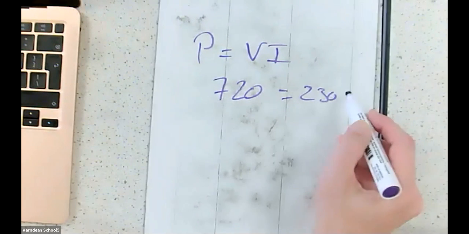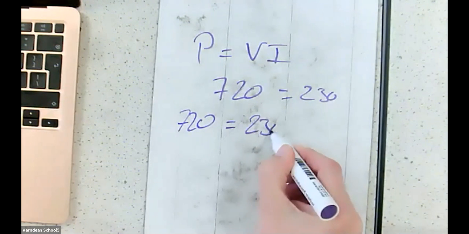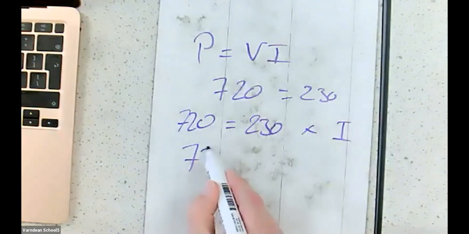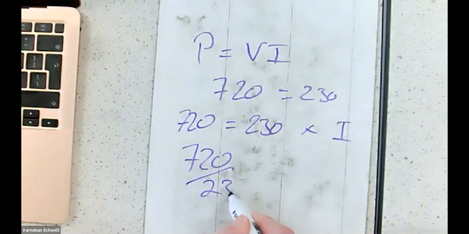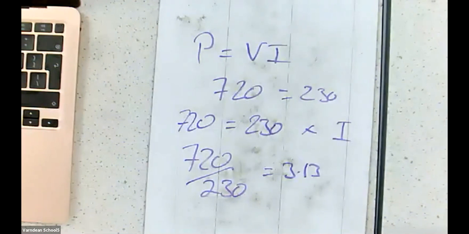Okay, so I've got 720 is equal to 230 times I. I want to know what I is, so I've got 720 divided by 230. Make sure that you do that on a calculator. So I've got 720 divided by 230, and that says 3.13. Now, this is the bit that's really important.